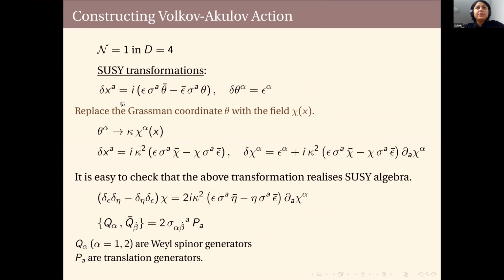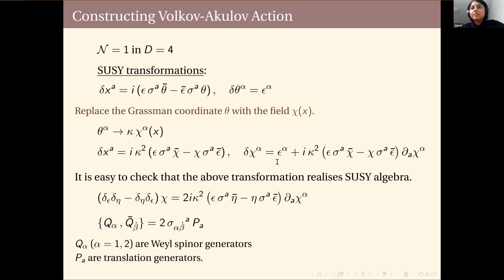So the simple step is to first write down the supersymmetric transformation for a spacetime coordinate x, like this, where epsilon is a SUSY parameter, theta is a Grassmann coordinate, and this is how the coordinate transforms. And then we just replace this coordinate by the spinor field chi of x. And this is what delta x a becomes. And this is how delta chi alpha is given.